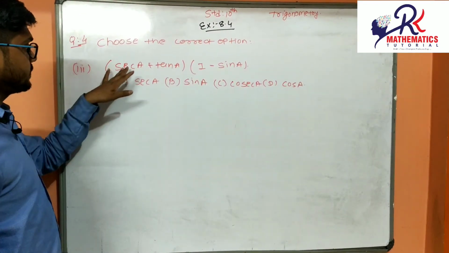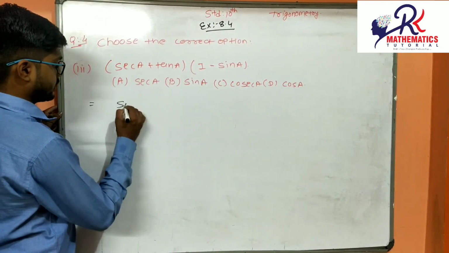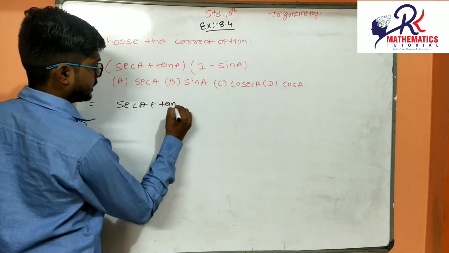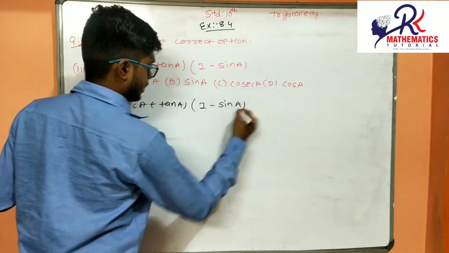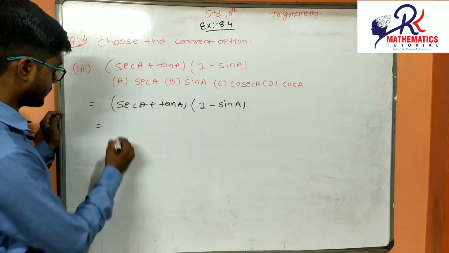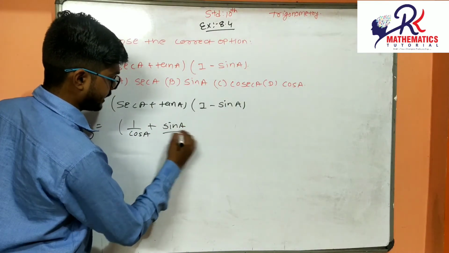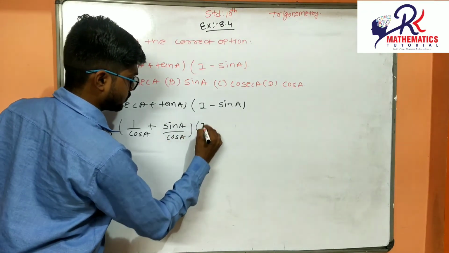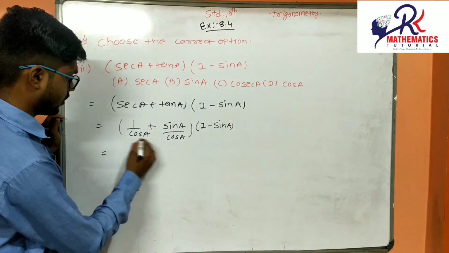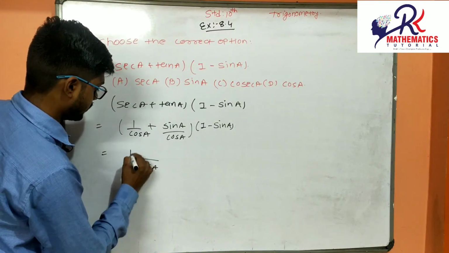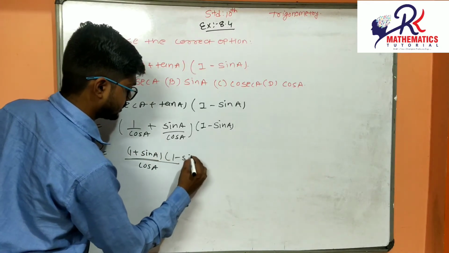Third is, in the first bracket sec A plus tan A, in the second bracket 1 minus sin A. Now convert sec and tan into sin and cos. Sec is 1 upon cos A, whereas tan A is sin A upon cos A. The second bracket is 1 minus sin A. Here 1 minus sin A is the numerator. Now the LCM is cos A, so it is 1 plus sin A, and in the other bracket 1 minus sin A.